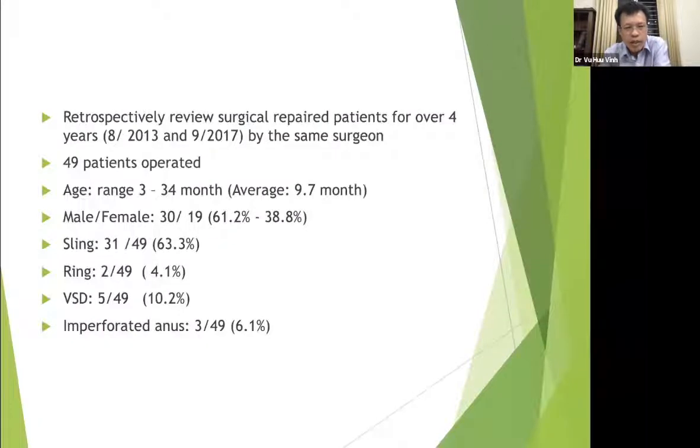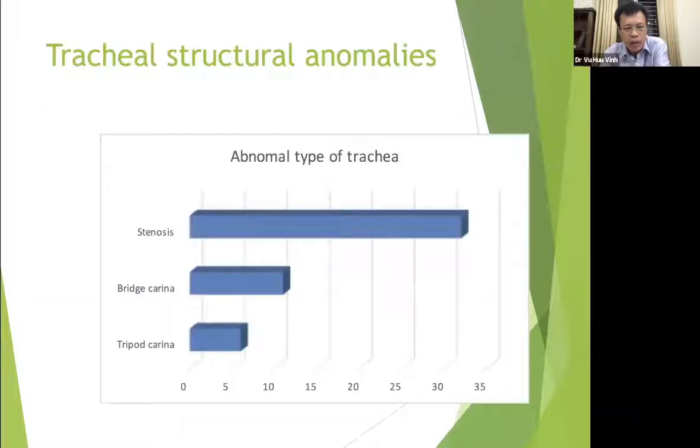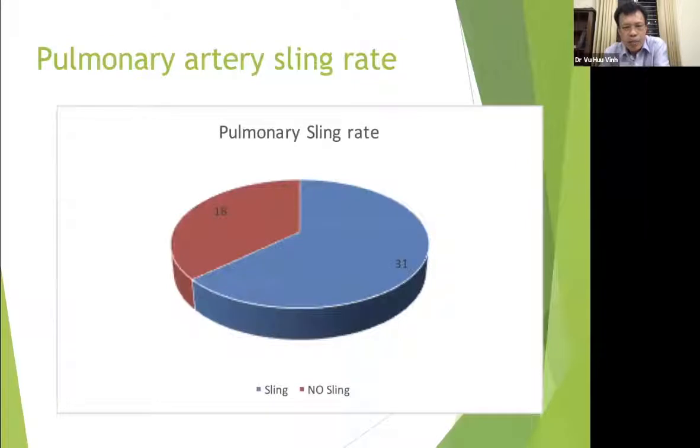So in the 5 years up to 2017, we have operated on almost 50 patients. The age range is 3 months to 34 months. We have several with VSD and imperforate anus, and sling is 63%, as I introduced before. And this is the tracheal structural anomaly. Stenosis only, meaning no change in the shape or aberration, is over 30 cases, about half of them. Breath carina or double carina, we have over 10. Tripod carina, about 5 or 6 cases. So the pulmonary artery sling is 60%, over half of our series have a pulmonary artery sling.